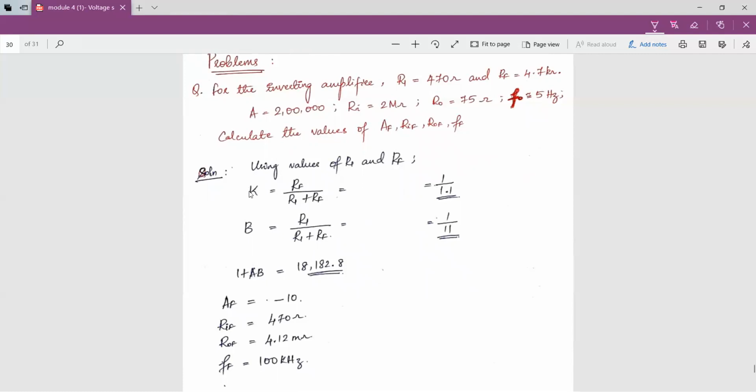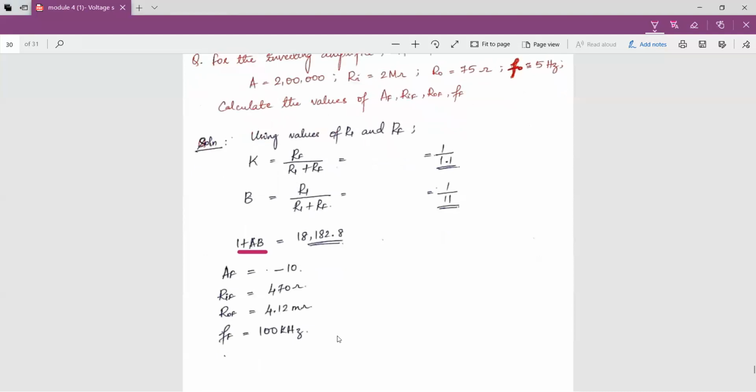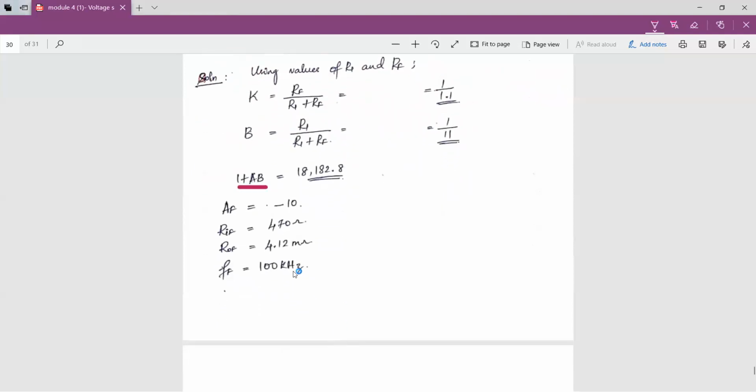So first you need to find the value of K and B by using the formula wherein K is the voltage attenuation factor and B is the feedback loop gain. And this 1 plus AB term will come in almost all the formulas. So just find it and keep it aside so that simplification will become easier. And you'll find that the values are so much.